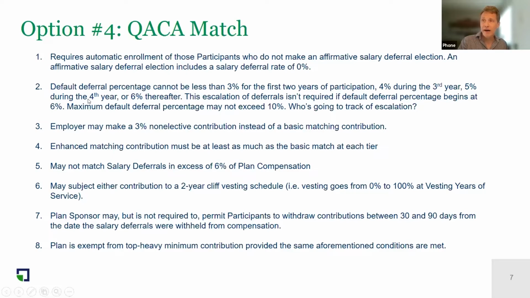During the fourth year, it goes to 5%, and then it's 6% every year thereafter. This escalation of deferrals isn't required if your default percentage begins at 6%. So if you're going to begin at 3% or 4% or 5%, you need to escalate. If you're going to start at 6%, you do not need this escalation feature. The default deferral percentage may not exceed 10%. So you can start at 10% if you want to, okay?